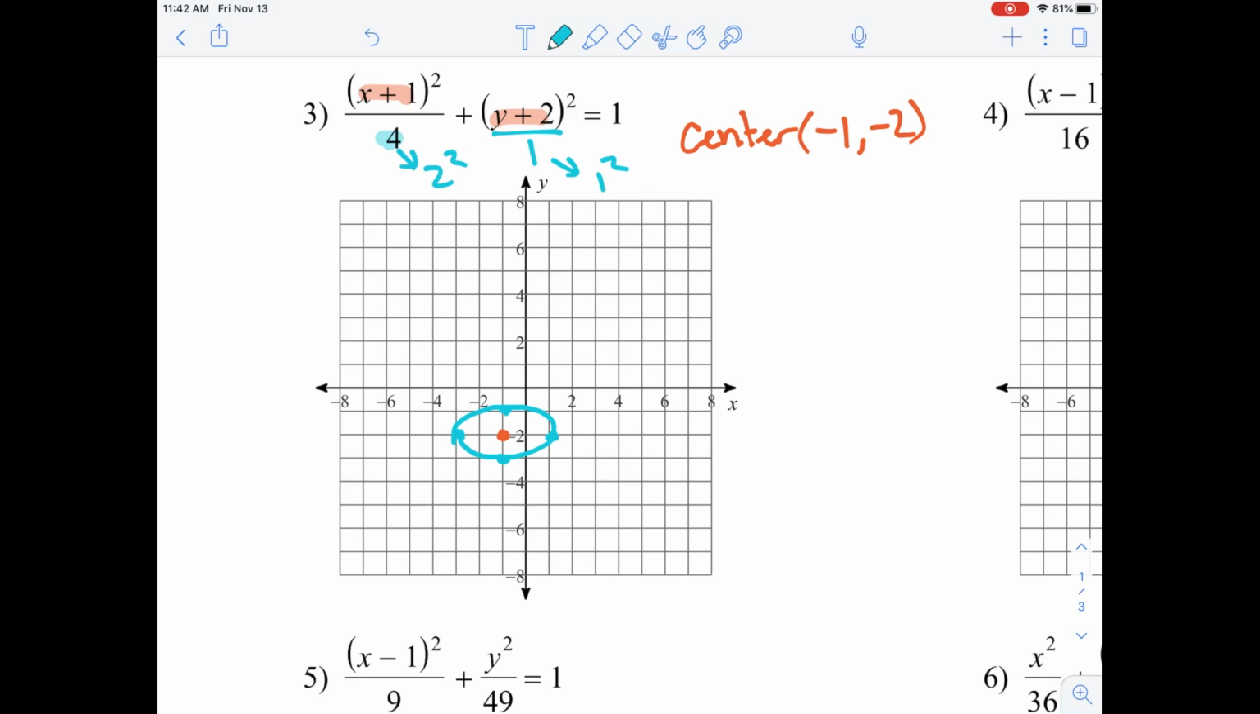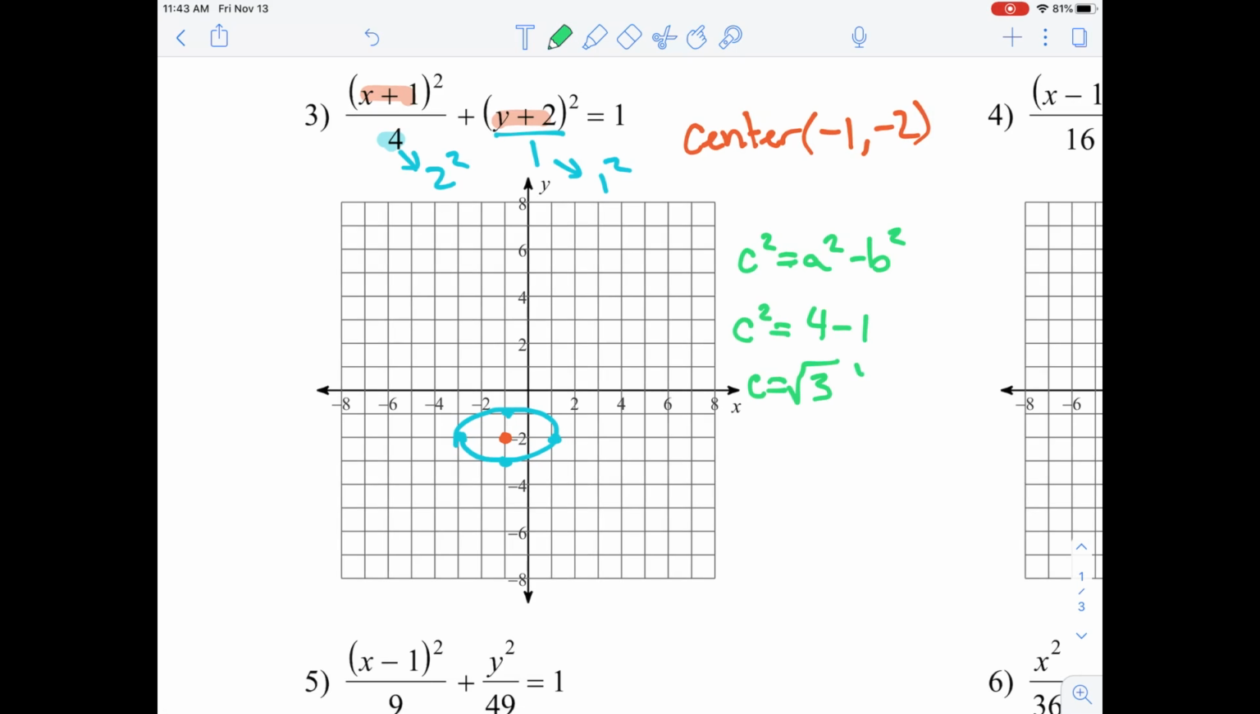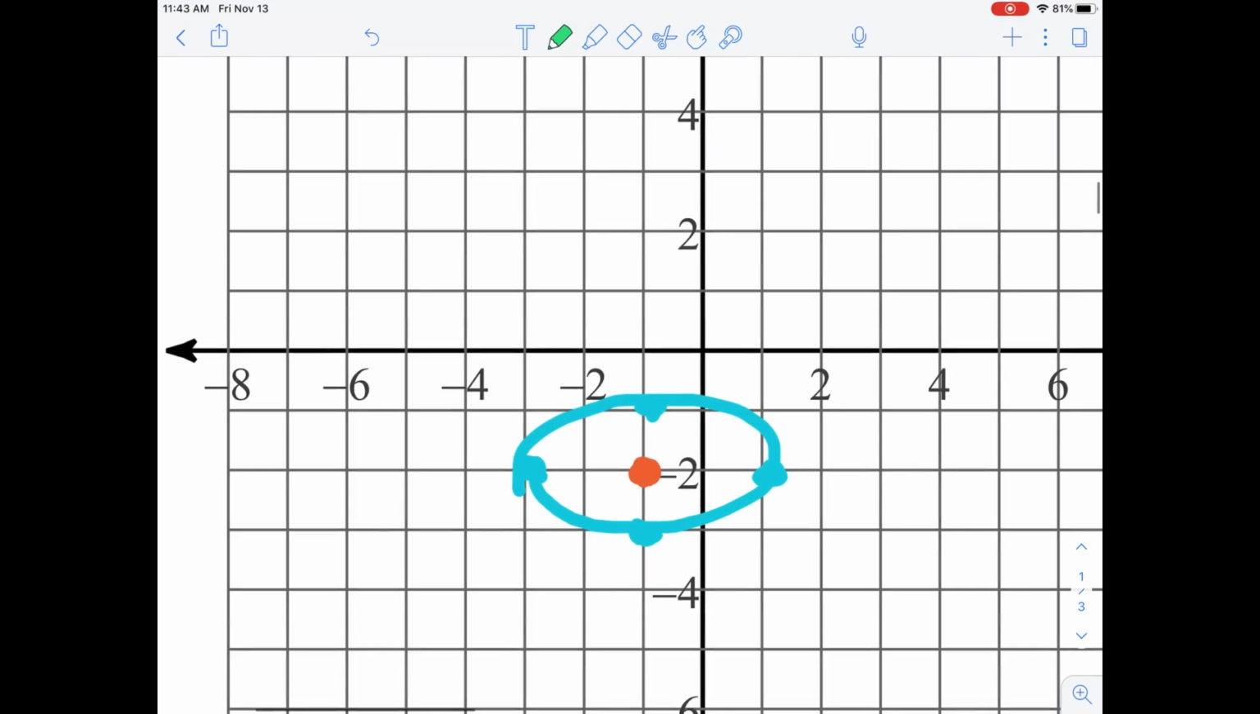There we go. But again, I'd also like us to be able to find the focal points, and we'll use the equation c squared equals a squared minus b squared. A squared and b squared each coming from the equation, so it's 4 minus 1. So c is equal to the square root of 3. And they'll lay along the horizontal axis. It's going to be approximately 1.75. So since it's laid out horizontally, I need to go left and right 1.75, and that's where the focal points are.